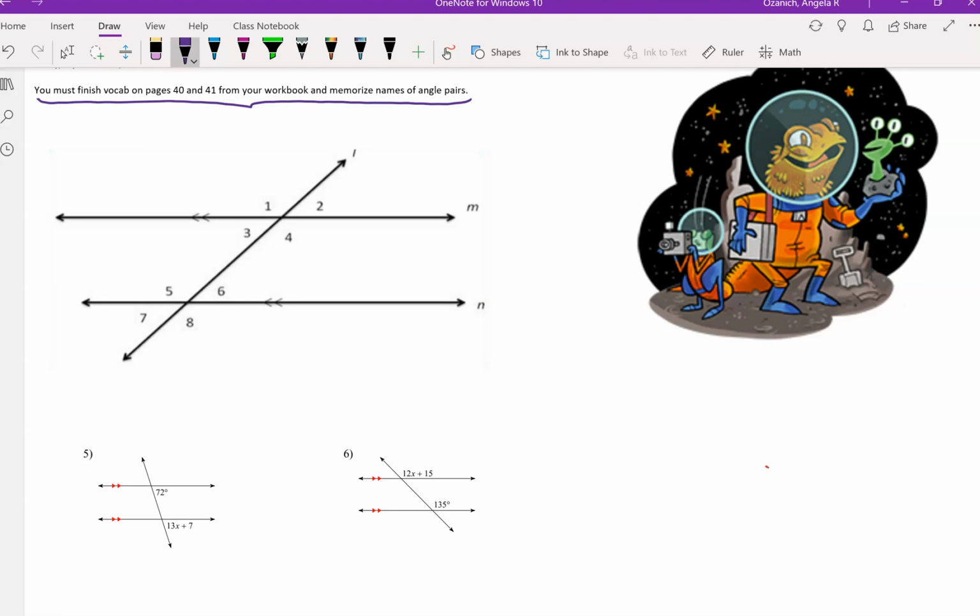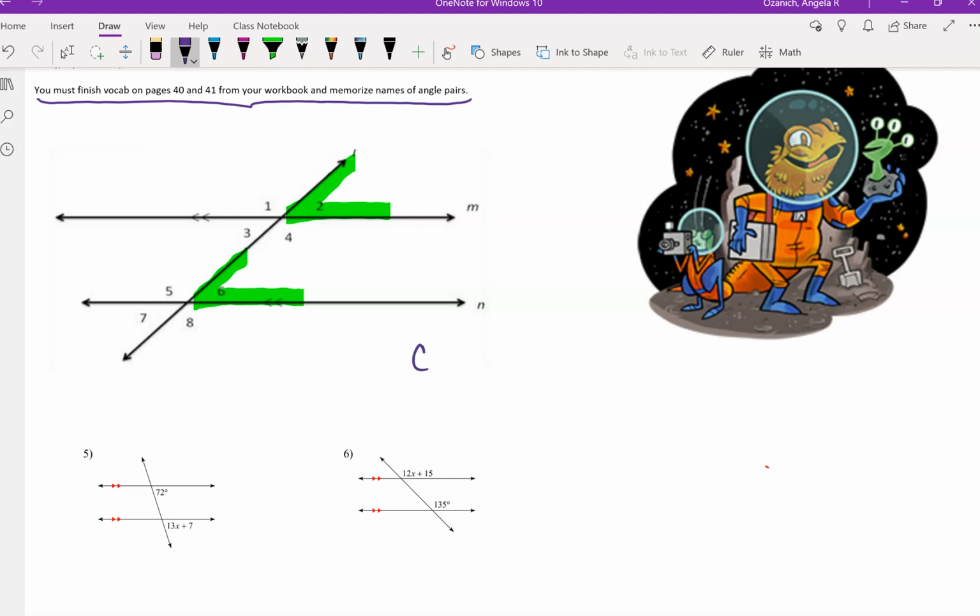One thing I will share with you is this idea of corresponding angles, which I think is one of the harder angle pairs to understand. So I'm just going to highlight a corresponding angle here. Angle 2, if you think of taking this angle and moving it backwards down the line to angle 6, those are corresponding angles.